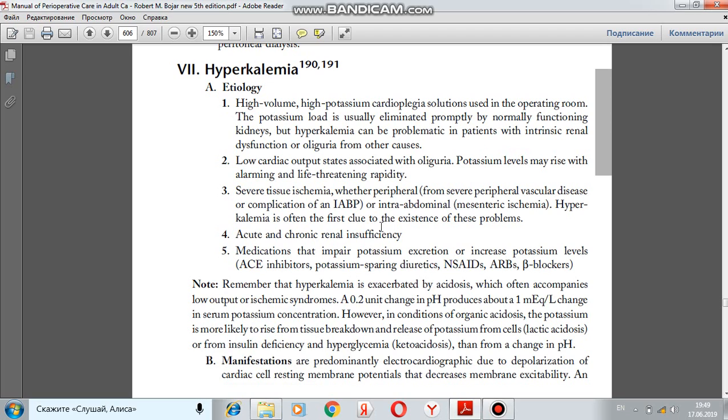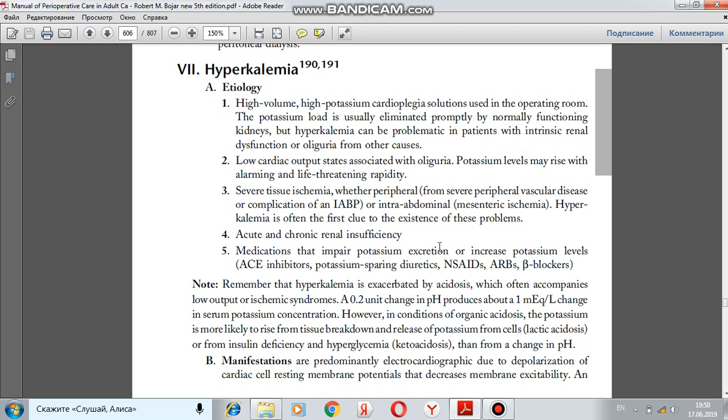Severe tissue ischemia, whether peripheral or intra-abdominal. Peripheral is from severe peripheral vascular disease or complication of an intra-aortic balloon pump. Intra-abdominal is mesenteric ischemia. Hyperkalemia is often the first clue to the existence of these problems. Acute and chronic renal insufficiency.